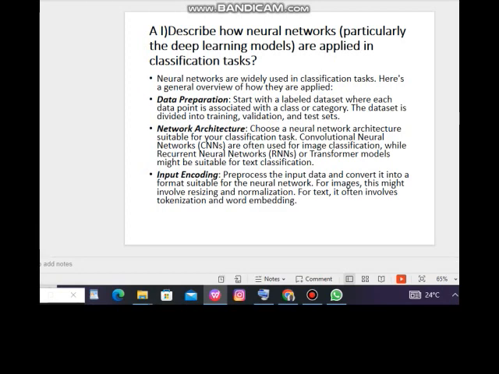Input encoding. Preprocess the input data and convert it into a format suitable for the neural network. For images, this might involve resizing and normalization. For text, it involves tokenization and word embedding.